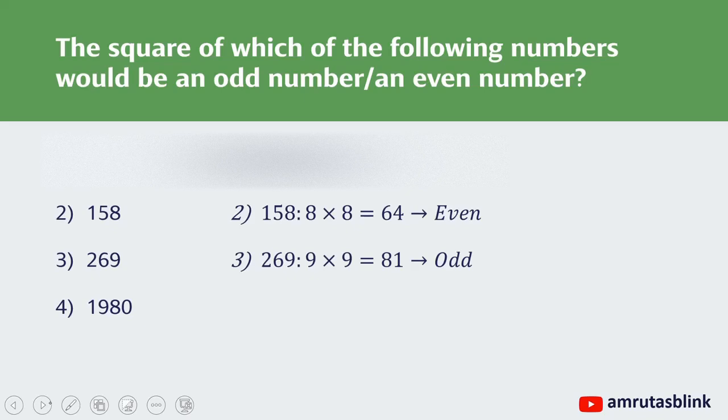And the last is 1980. 0 into 0 is 0. So the number will be an even number. So out of these 4 questions, only the square of 269 will be an odd number. The rest, the squares of 727, 158 and 1980, will be even numbers. I hope by now you have understood how to obtain the unit digit of the square numbers.